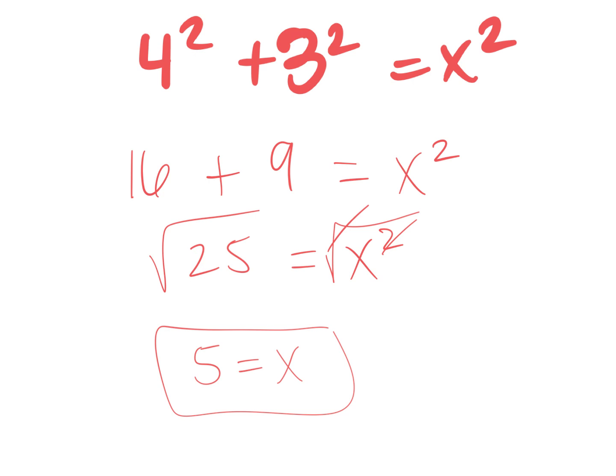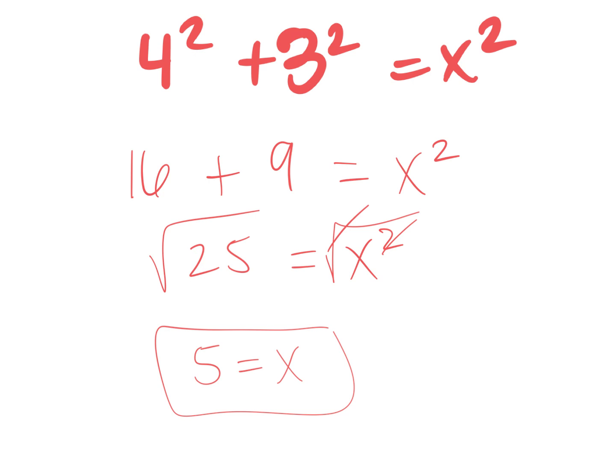When we did this in algebra and we physically wrote the square root symbol, we should have gotten 2 answers. Because there's another number that when you multiply it by itself, it gives you 25. What is that number? -5.